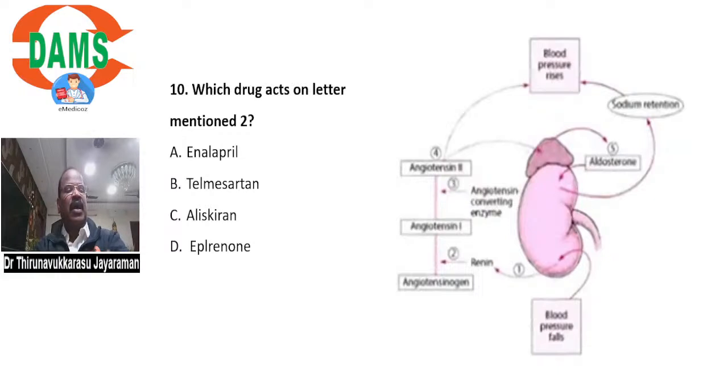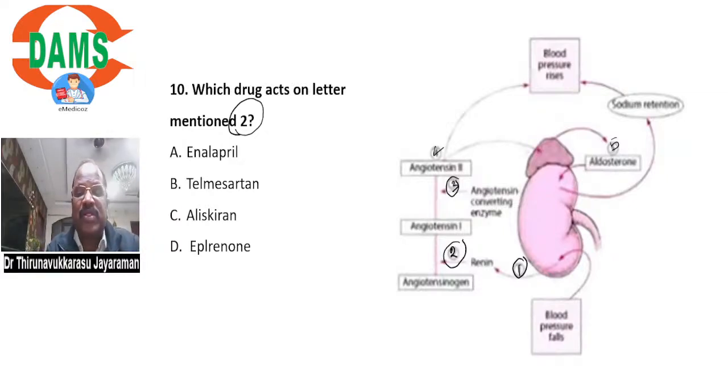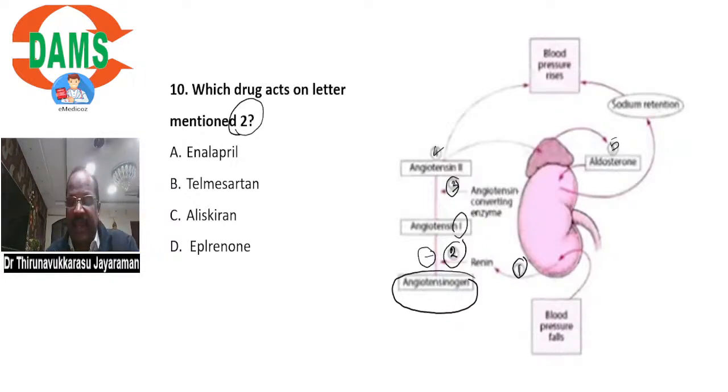Okay, next. Which is the drug acting on the letter mentioned 2 in this diagram? Here 1, here 2, here 3, 4, 5 like this. So asking what is acting on 2? 2 means what? Inhibition of conversion of angiotensinogen into angiotensin 1. It is blocked by aliskiren. Answer is option number C.